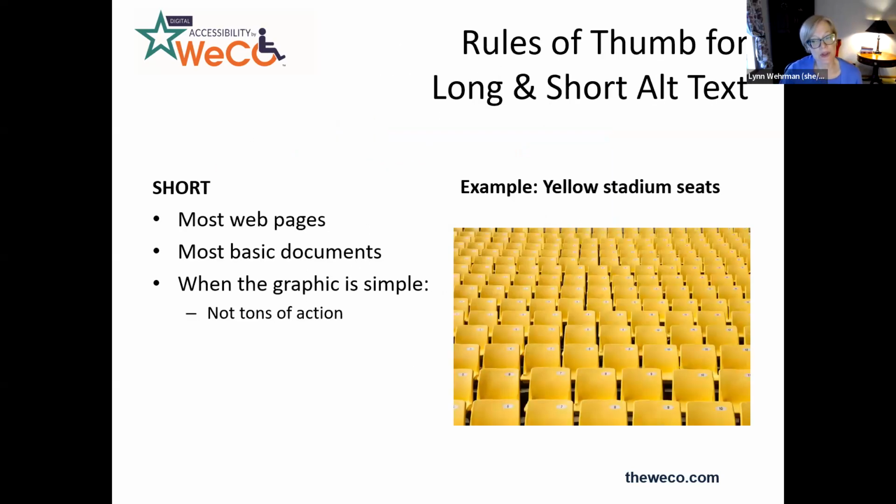A few rules of thumb for short description alt tags. They are what we use most, cover most web and document basics, and are used to convey simple information. So for instance, on this slide, we're showing an example. We've got a picture of a bunch of stadium seats that are yellow, and the alt tag we're suggesting is yellow stadium seats.